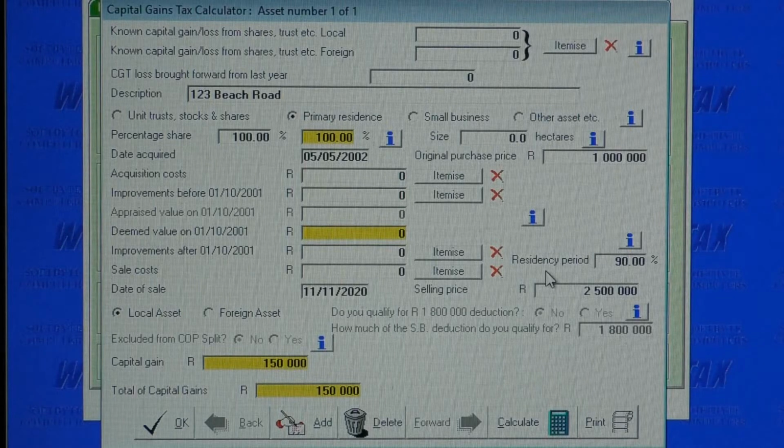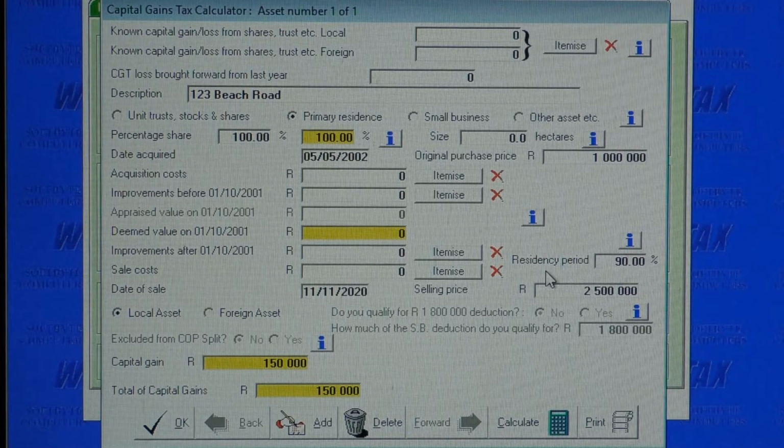Here we have a primary residence which we bought in 2005 for R1,000,000 and sold recently for 2.5 million. With a profit of 1.5 million and a primary residence exclusion of 2 million, we would expect zero capital gain, but we can see a capital gain of 150,000 rand.